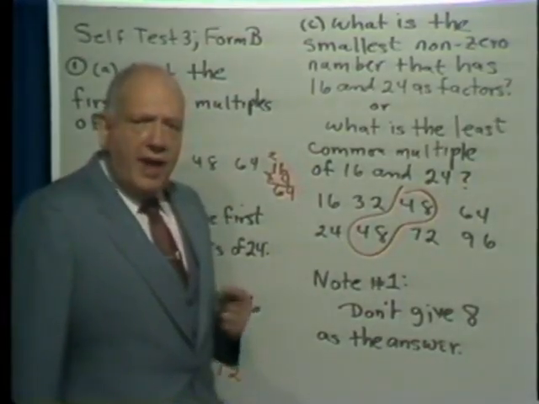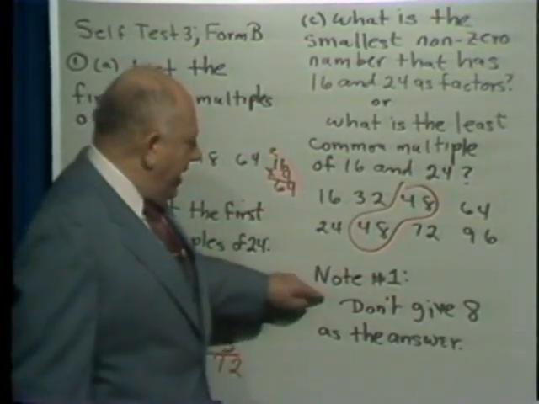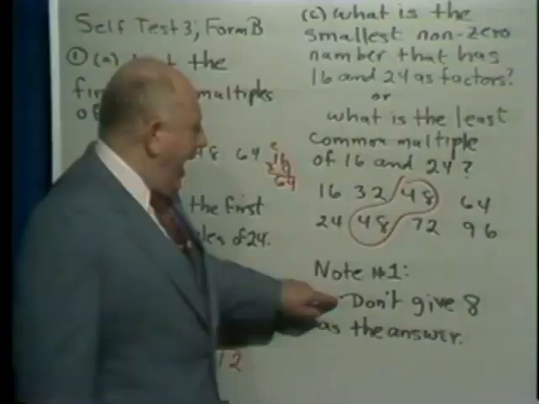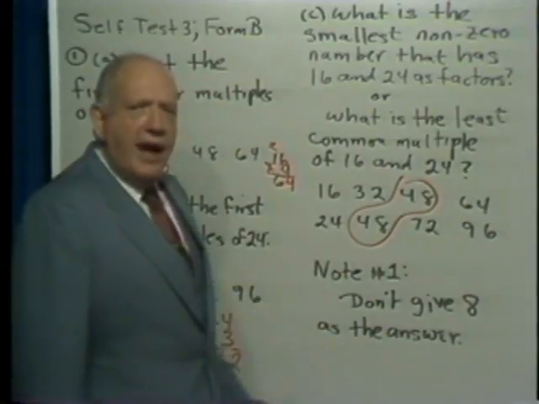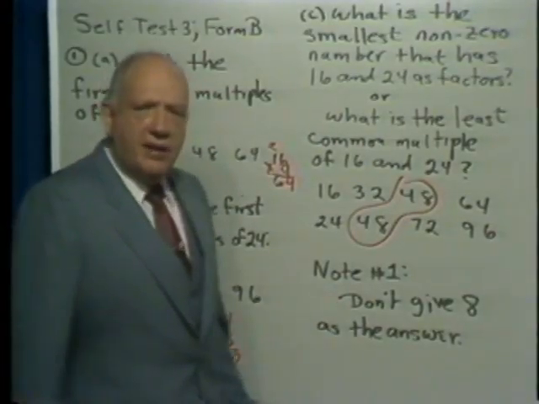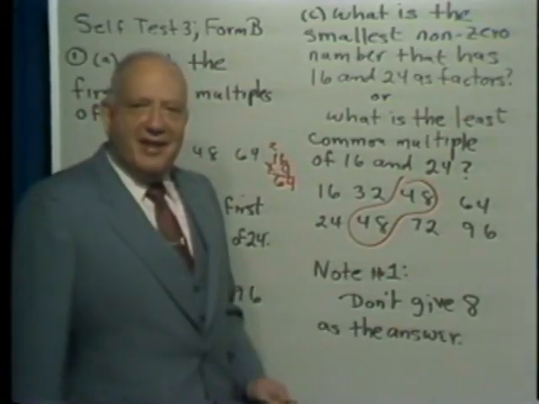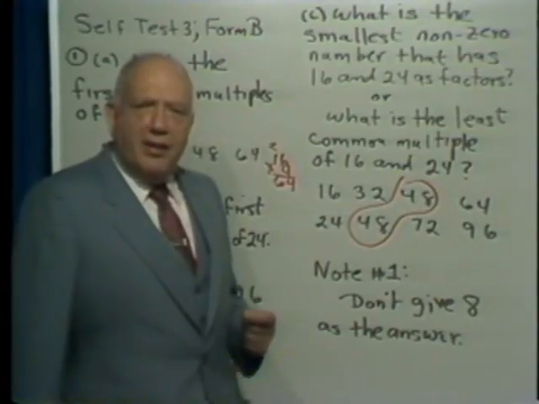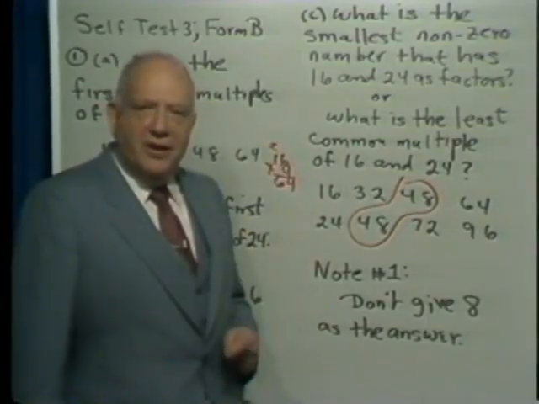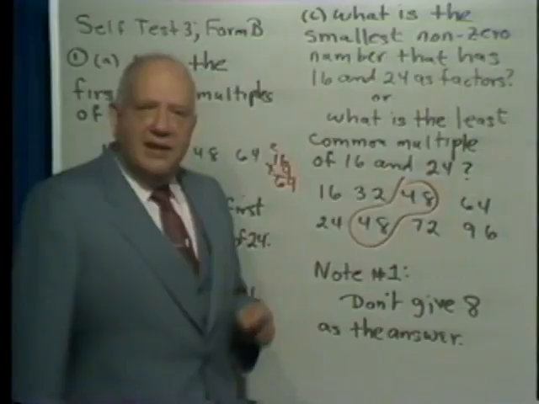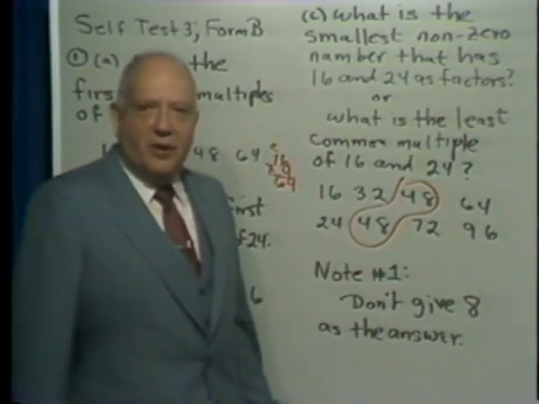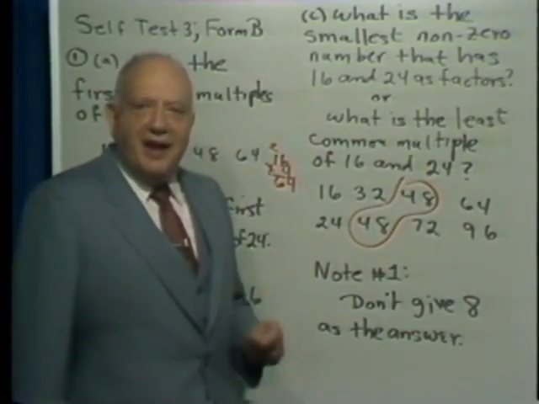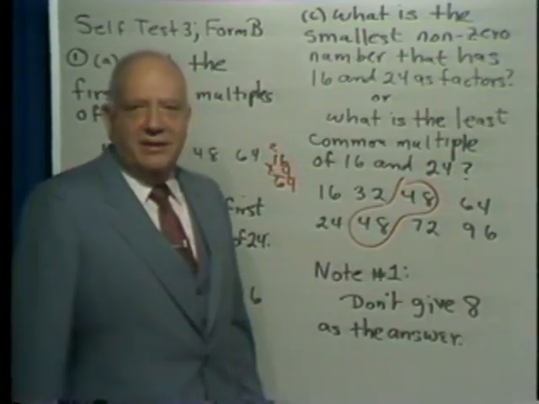The most common mistake that people make is that they give me 8 as the answer. 8 is a factor, not a multiple, of 16. 8 goes into 16, 8 goes into 24. We're looking for the smallest non-zero number that both 16 and 24 go into. 48 is the least common multiple of 16 and 24. 8 is the greatest common factor of 16 and 24.